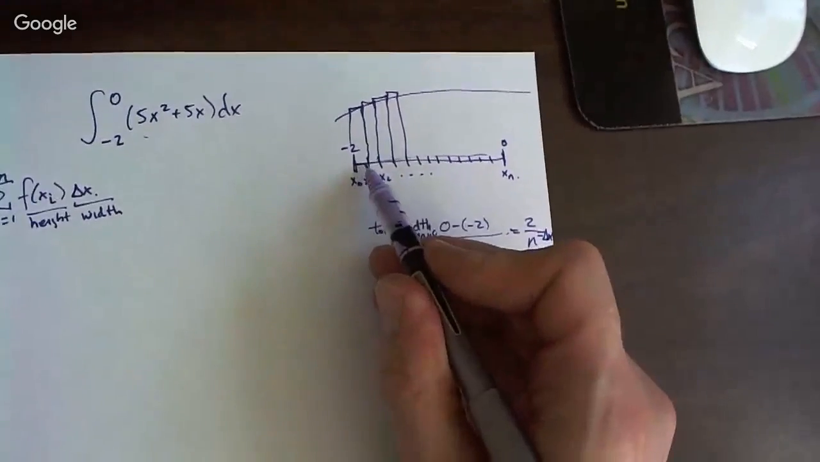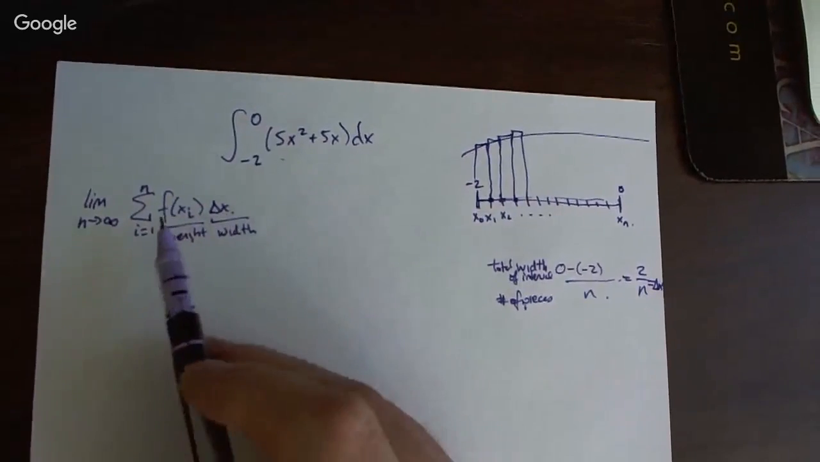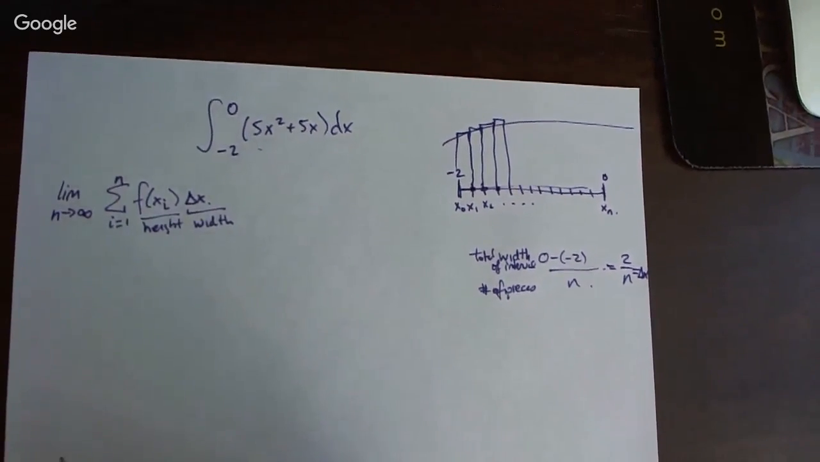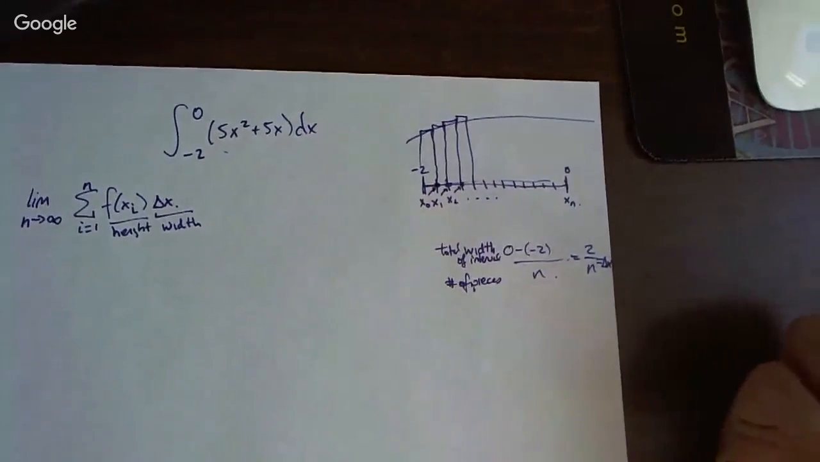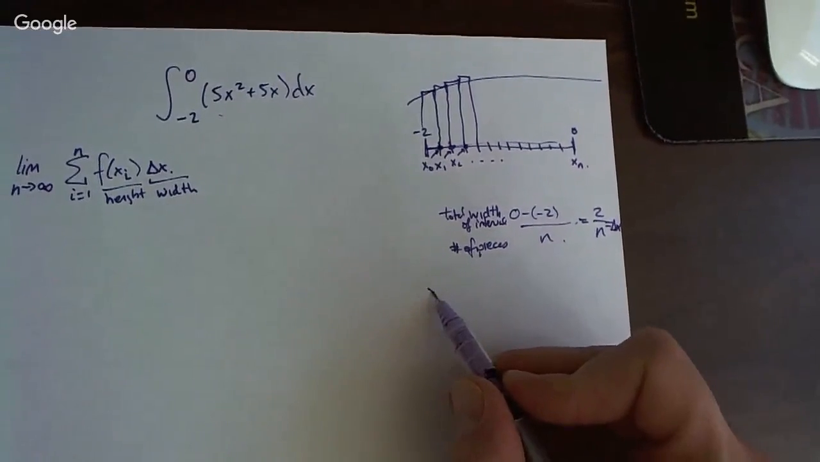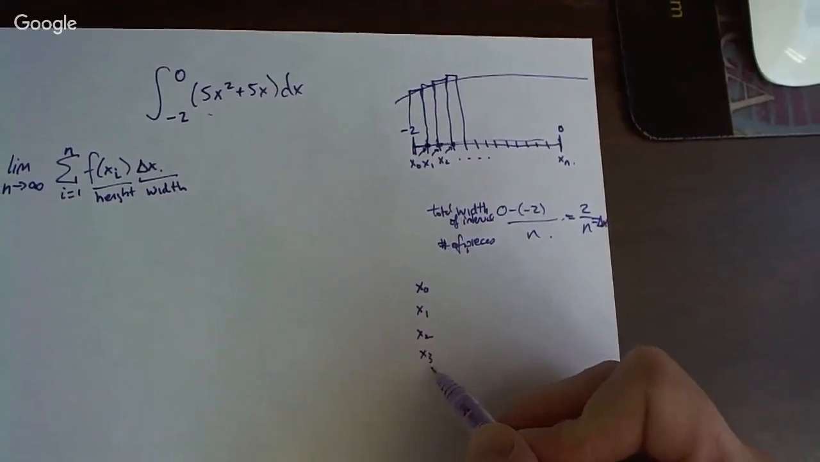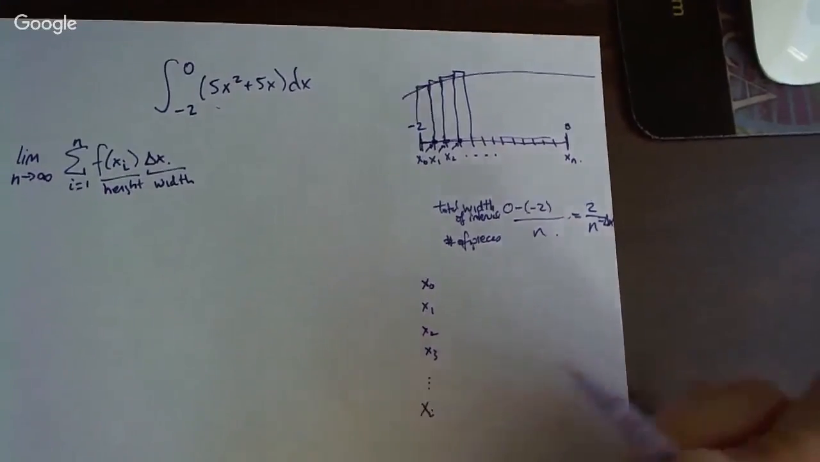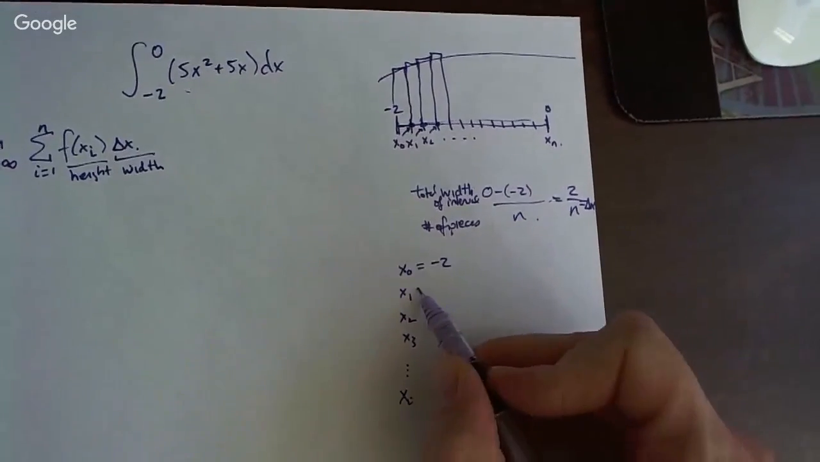Now we need to figure out what these values are. We've figured out what delta x is. Now we need to figure out what the x of i's are. Those correspond to the right endpoints of each of these intervals. So we need to have a formula. We need to know what is x1, what is x2, what is x3, etc. What is x i? So x0 is just the left endpoint, so it's -2.